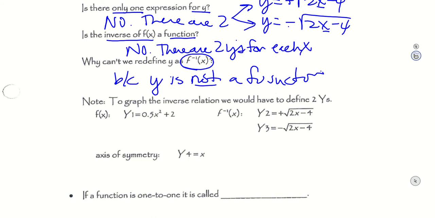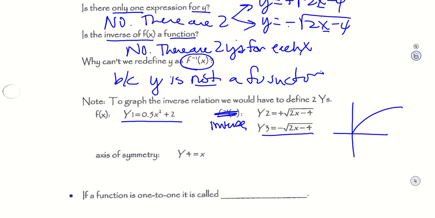Now note, if we're going to graph this on a calculator, we can graph our original function by entering it at y1 into our function editor. But if I want to graph the inverse, I would actually have to enter 2 equations. Right? For y2, I would do the positive square root, which would give me the top half of this parabola, and then I would have to enter the negative square root, which would give me the negative part of that parabola. Right? That would be that one.